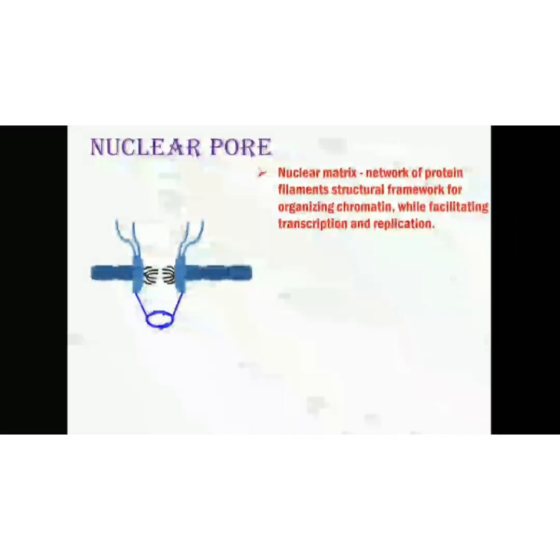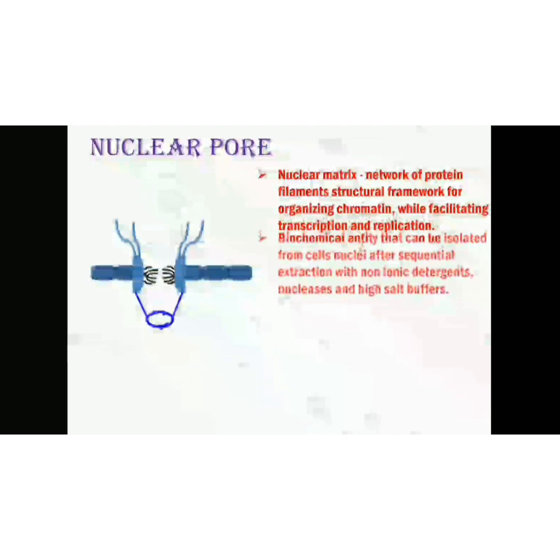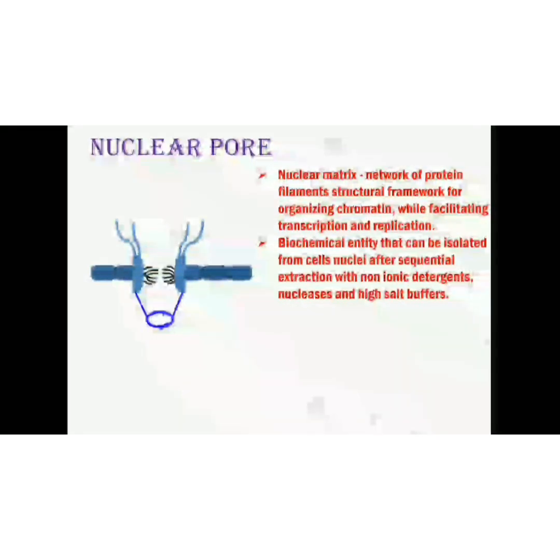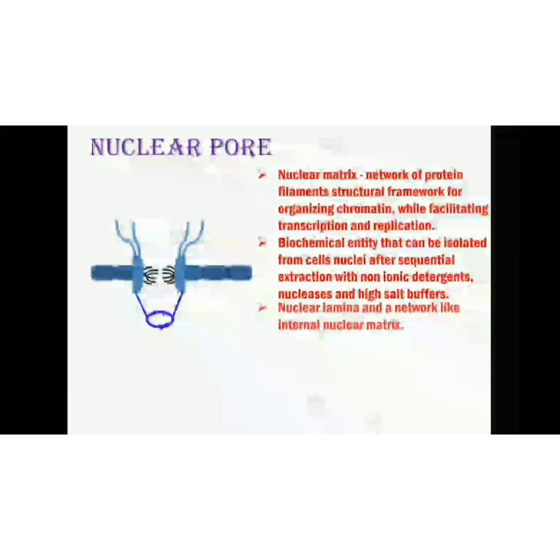The term nuclear matrix is defined as the biochemical entity that can be isolated from cell nuclei after sequential extraction with non-ionic detergents, nucleases, and high salt buffers. The ultrastructure of the nuclear matrix consists of a nuclear lamina and a network-like internal nuclear matrix. The structural portions of the nuclear lamina have been well characterized, but the structural biochemistry of the internal nuclear matrix is less known.